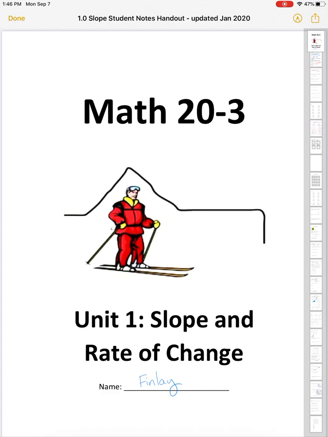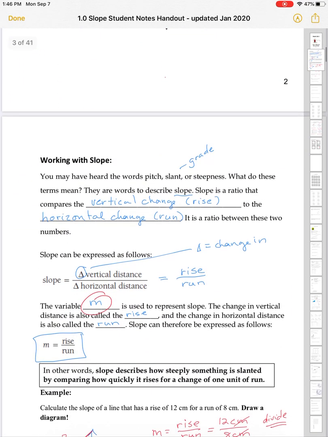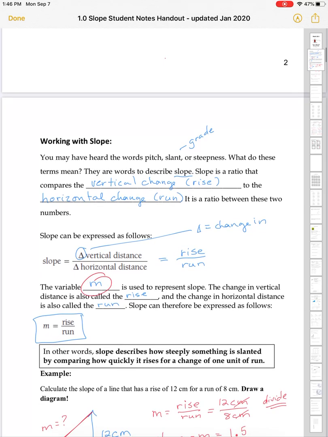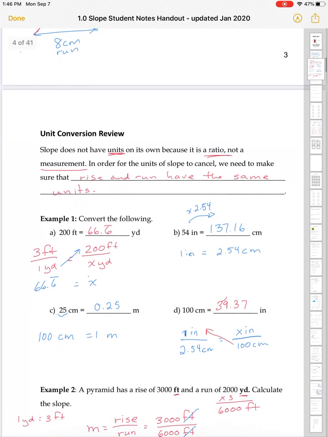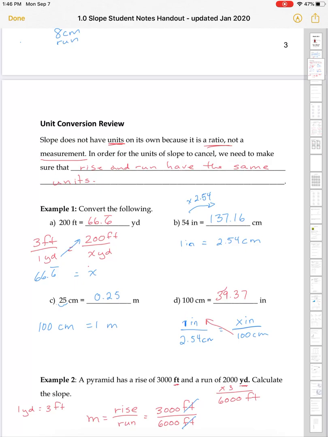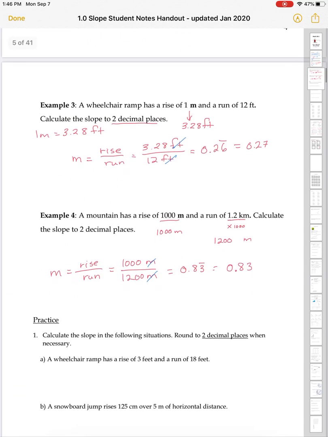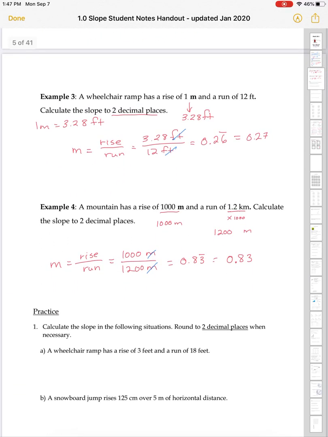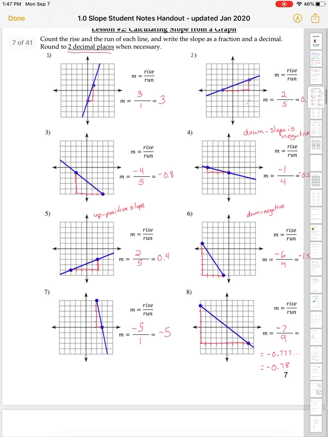Okay, so we're going to do lesson 4 for slope and rate of change. Remember, we're talking about slope, which is the steepness of a line, and we've talked about it in terms of using the variable m to represent slope, and slope is equal to rise over run. When we're doing slope, we have to make sure the rise and run are in the same units. So sometimes you might have to convert to make sure that you have the correct answer, because slope is a ratio, but you can't have that ratio without being in the same units.